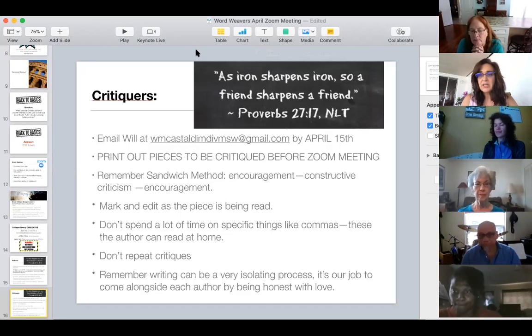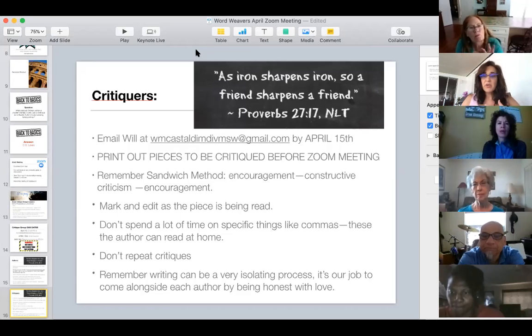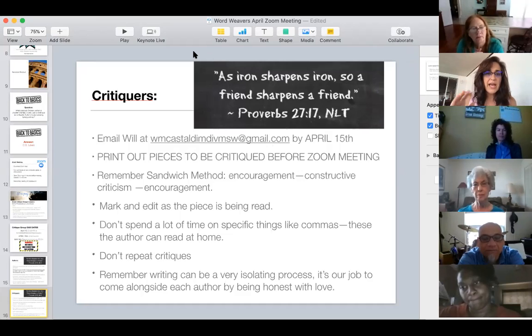Obviously, if you're critiquing someone's work, remember the sandwich method: encouragement, constructive criticism, encouragement. Mark and edit the piece. Mark it as the piece is being read. Same thing with that cold read. We're going to just continue that. You can do snail mail as well. We'll talk about other ways to do that.